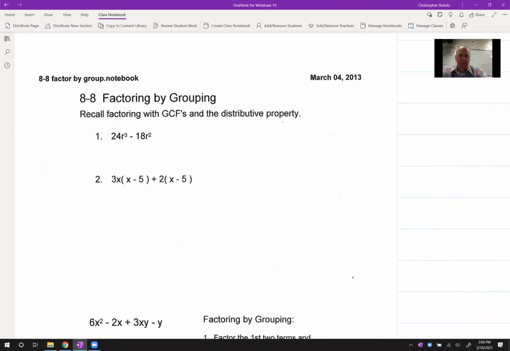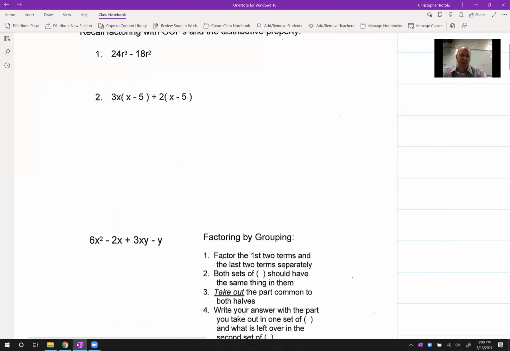All right, guys, we are going to deal with some factor by grouping. That's the only way we know how to do some of these problems that have these four terms at this point. So we're going to jump straight to that.